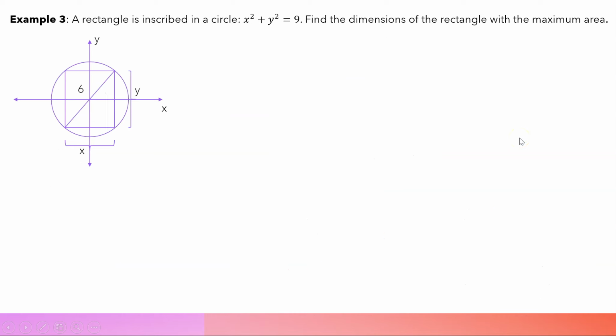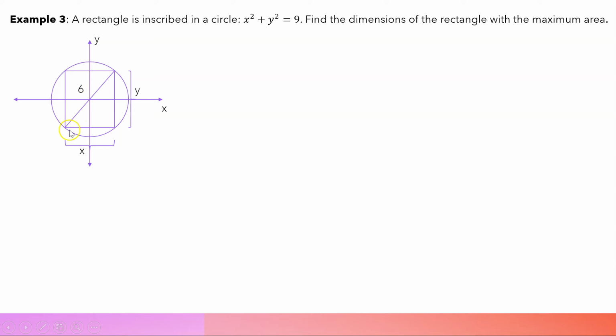Now let's take a look at one more problem. A rectangle is inscribed in a circle modeled by x squared plus y squared is equal to 9. Find the dimensions of the rectangle with the maximum area. Now this is a sketch of the situation. We have a circle with a radius of 3, and in that circle, inscribed inside of it, is a rectangle. So a rectangle fits into the circle.